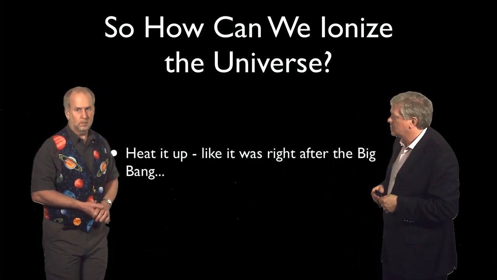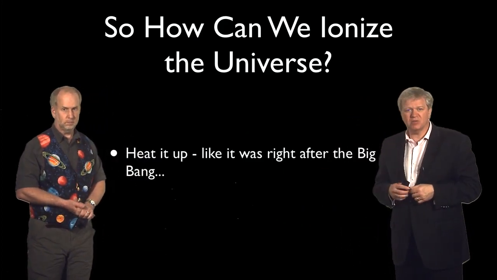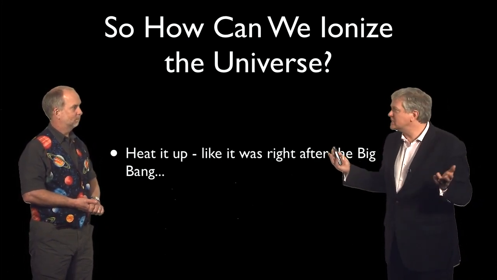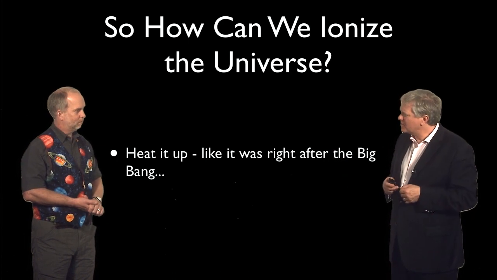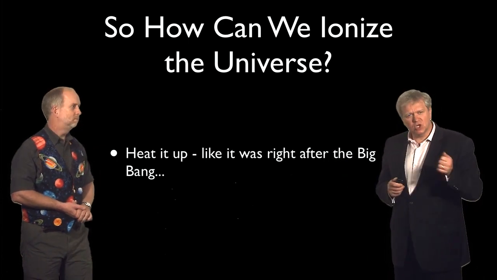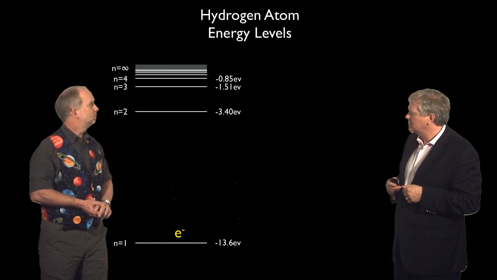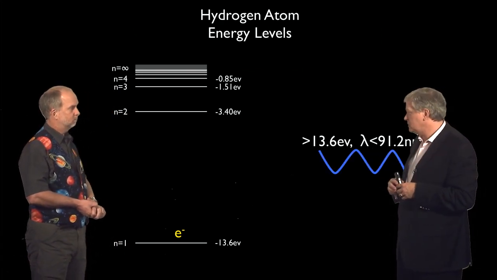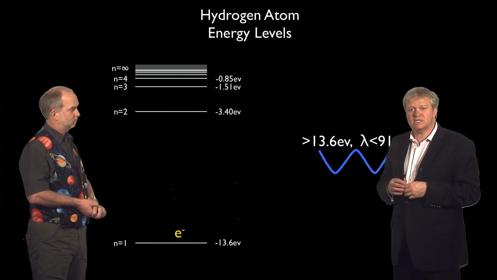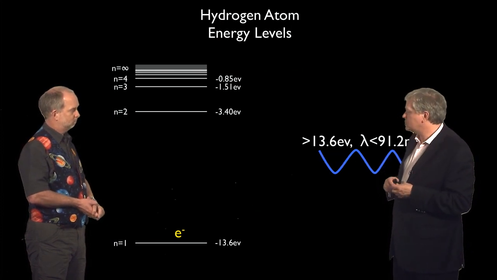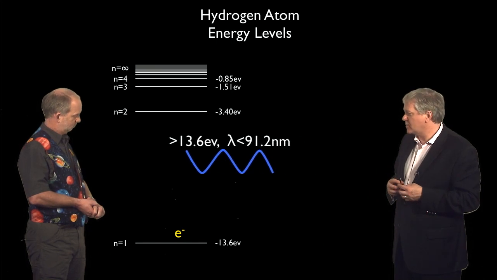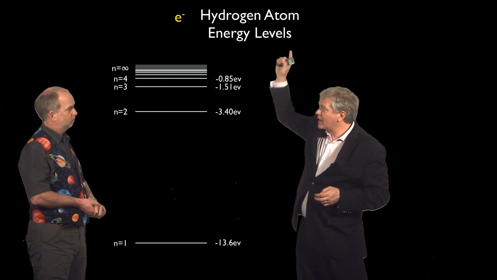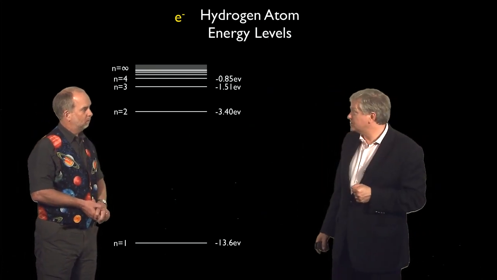And so one could imagine heating it up, and as Paul said, that doesn't make sense because how are you going to heat the universe up? It's cooling down. And I think the best way to think about it maybe is to look back at that hydrogen atom again and realize that if we have a really energetic photon, one that has more than 13.6 electron volts of energy, if such a photon were to come into the hydrogen atom, it really will take that electron and throw it out of the system if it's absorbed.